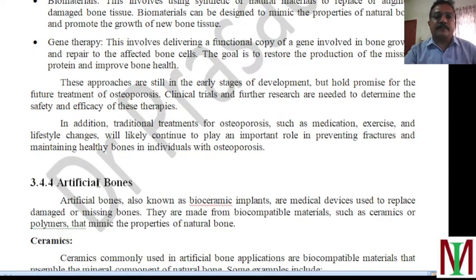Okay, so gene therapy. Gene therapy means a cell has got a gene. The gene is doing the function. It is making the cell multiply into another cell. So many cells combine into tissue; all those functions you may already be knowing.